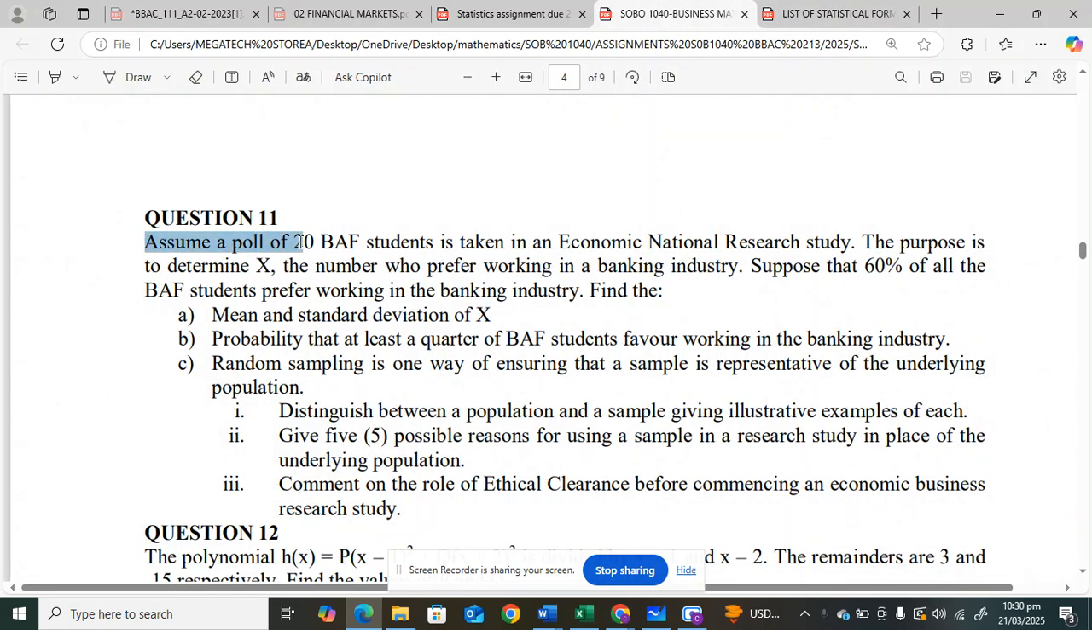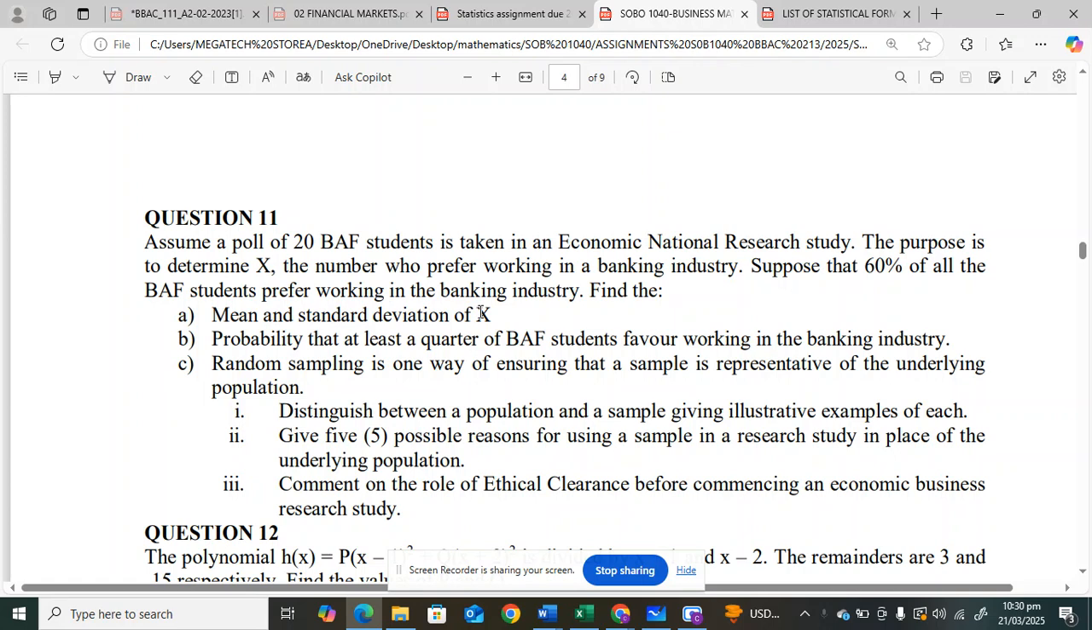Assume a poll of 20 BAF students is taken in an economic or research study. The purpose is to determine X, the number who prefer working in the banking industry. Suppose that 60% of all the BAF students prefer working in the banking industry. Find the mean and standard deviation of X.